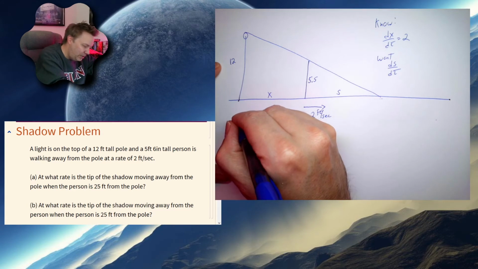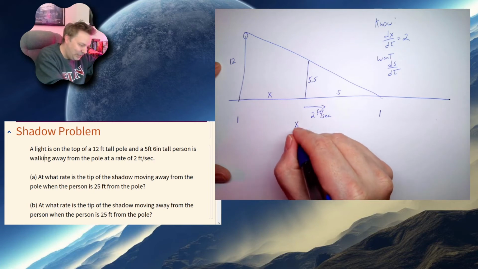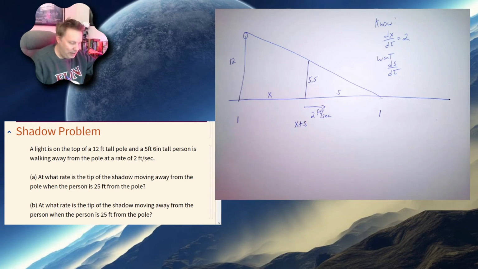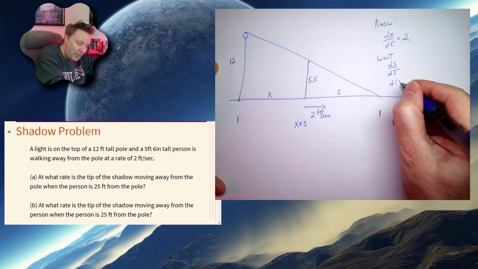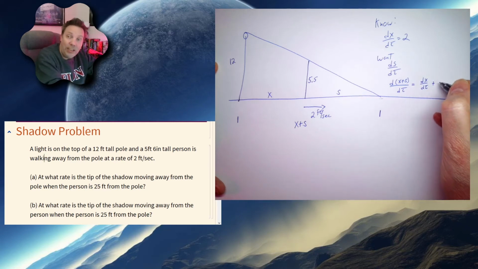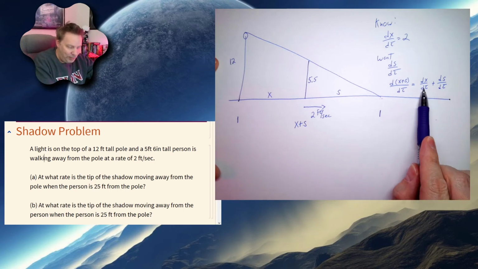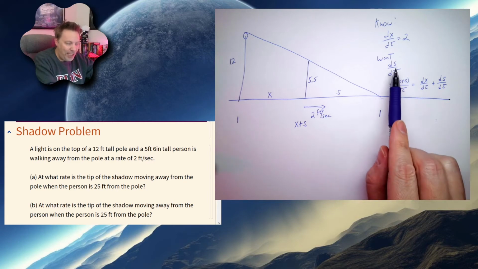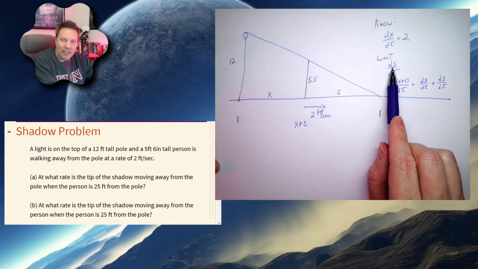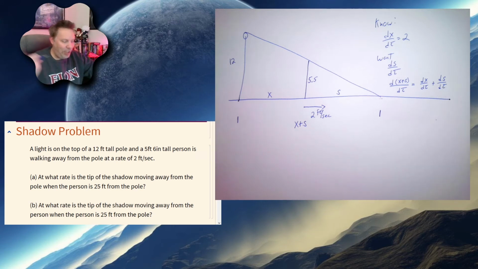Well, for part B, we need to know this distance right here. Well, that distance is x plus s. So what we want is the derivative of x plus s with respect to time. Well, the sum rule tells us that this is the derivative of x with respect to t plus the derivative of s with respect to t. I already know this part. That's 2. So if I can figure out part A, part B is just adding 2. So let's try to figure all this out.